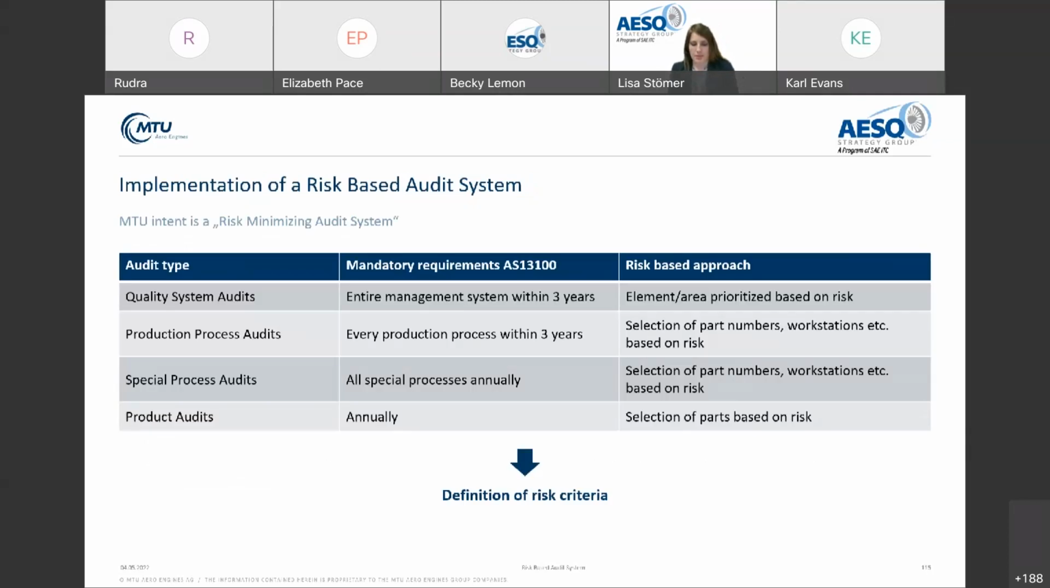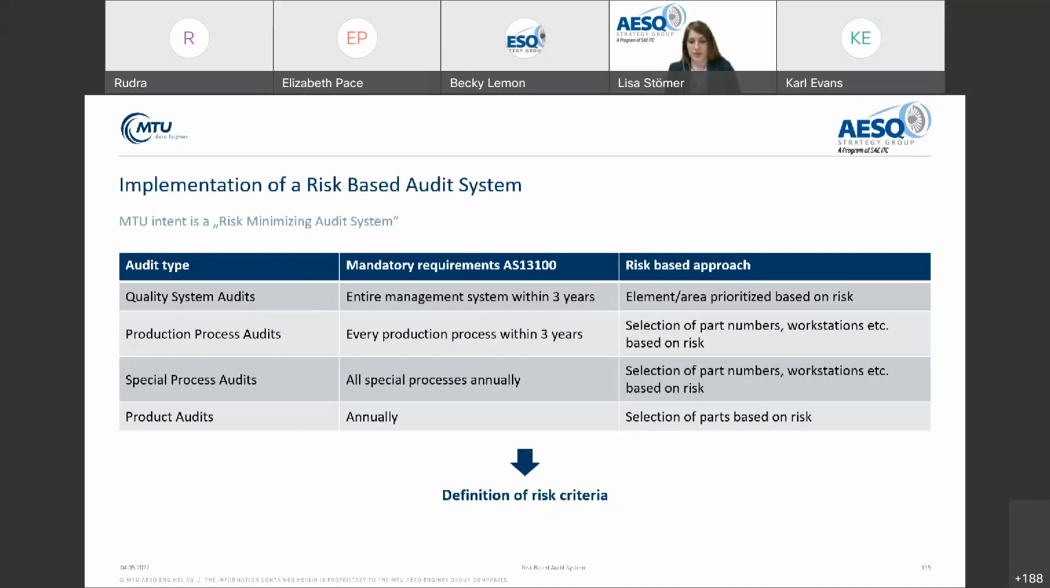So, but now what do these requirements mean and how can we fulfill them? So there are mandatory requirements that have to be fulfilled, and additionally, a risk approach should be integrated. So how can that be combined? I tried to show it with this table. I would like to give an idea how to answer this question. So for the internal audit system, the AS 13100 defines 4 audit types. These are quality system audits, production process audits, special process audits, and product audits.